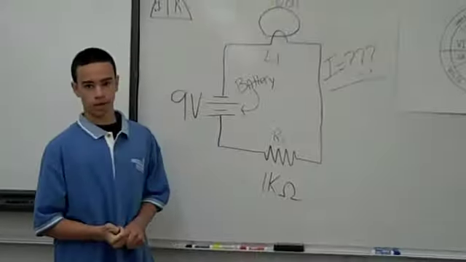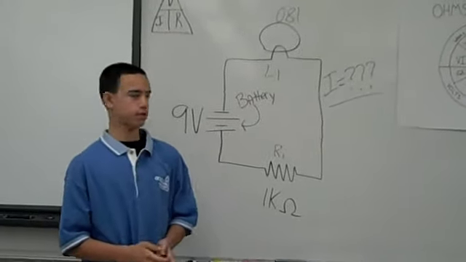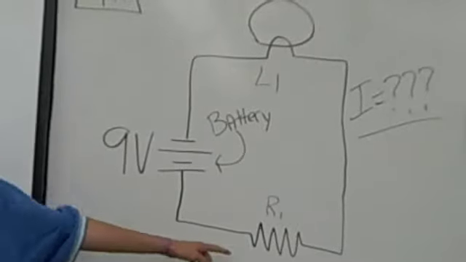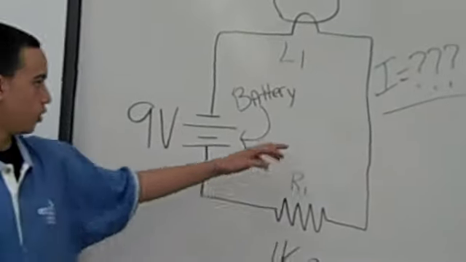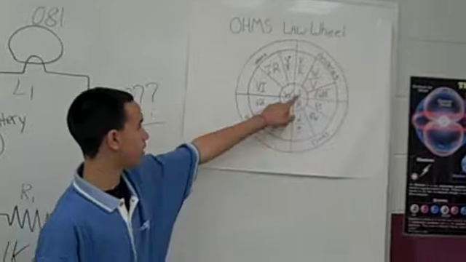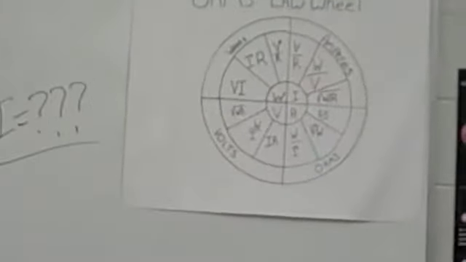Alright, my name is Trey. I'm in electronics. This is a basic circuit. We have a battery, a resistor, a light lamp, and I is the current. So we need to find I, which is current. So we come over here, we have to do voltage divided by resistance.